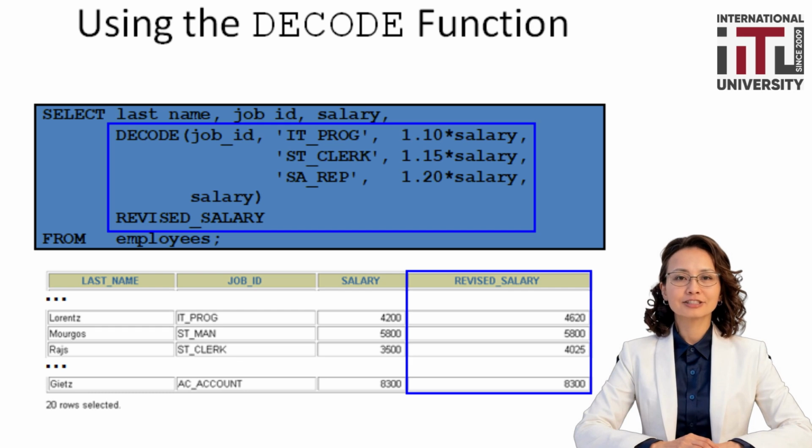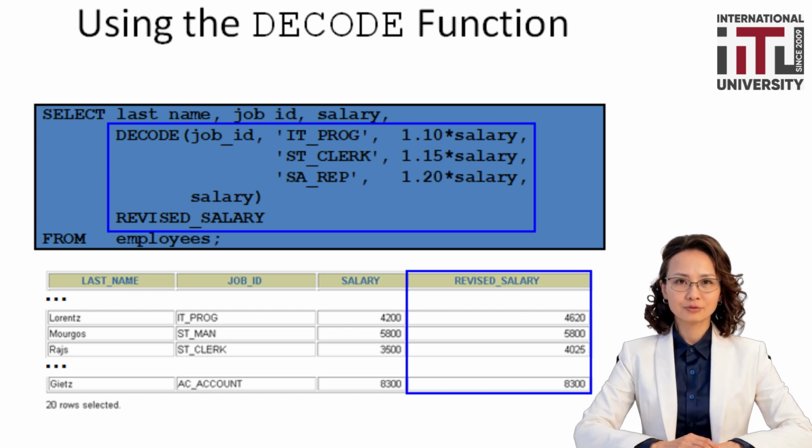The query selects last name, job ID, salary, and calculates a new column called revised salary using decode. The function checks the value of job ID and returns a modified salary depending on the match. The logic is the following. If job ID is IT_PROG, the salary is increased by 10%, 1.10 times salary. If job ID is ST_CLERK, the increase is 15%, 1.15 times salary. If job ID is SA_REP, the increase is 20%, 1.20 times salary. If none of these values match, the original salary is returned, salary as default. Decode compares job ID with each specified value and returns the corresponding result when a match is found.